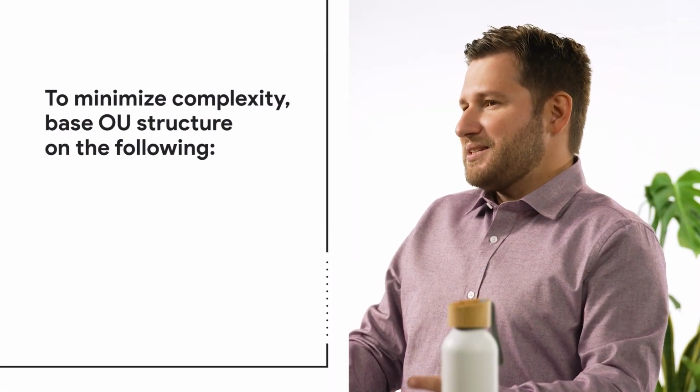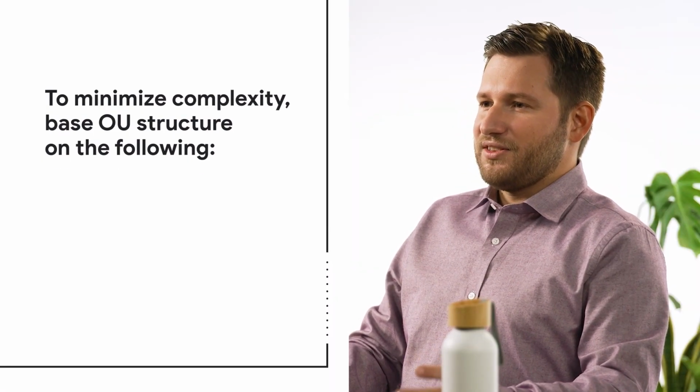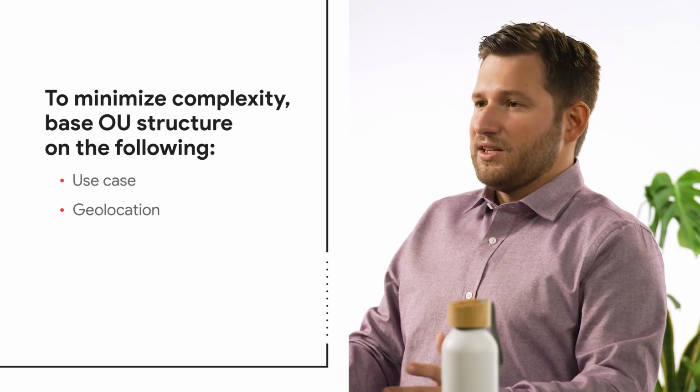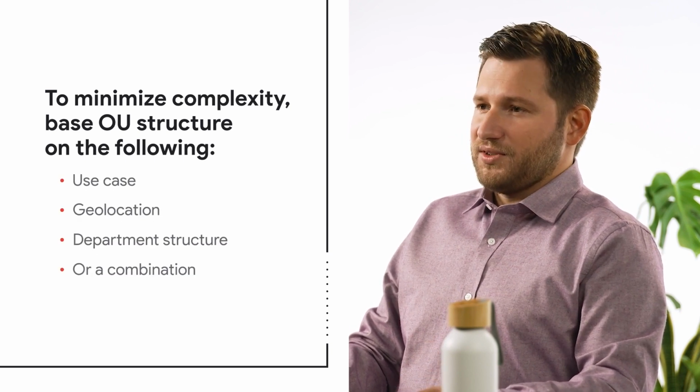One of the most common questions I get from customers is, what do we do with our previous group policy or managed preference configuration for our platforms? There are a few ways you can approach setting up migrations, but the first prerequisite for any migration is a good organizational unit structure. To minimize the complexity, an IT admin should think about doing an OU structure based on use case, geolocation, department structure, or a combination of those.